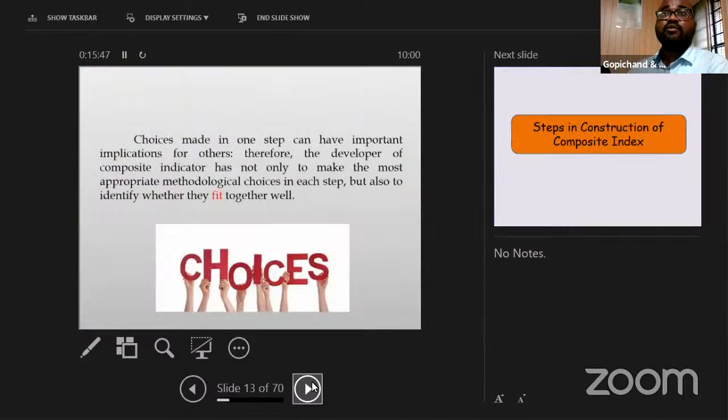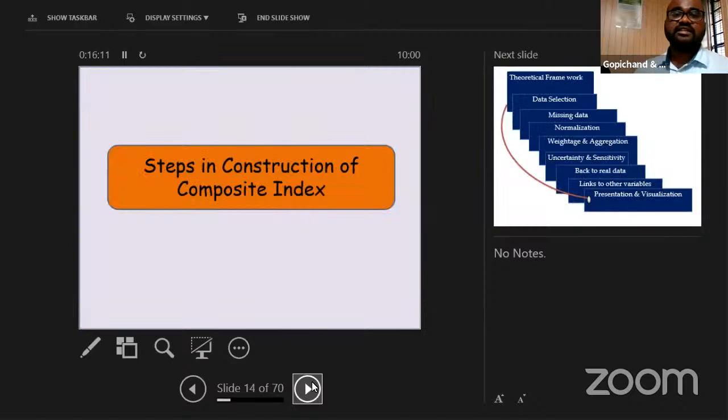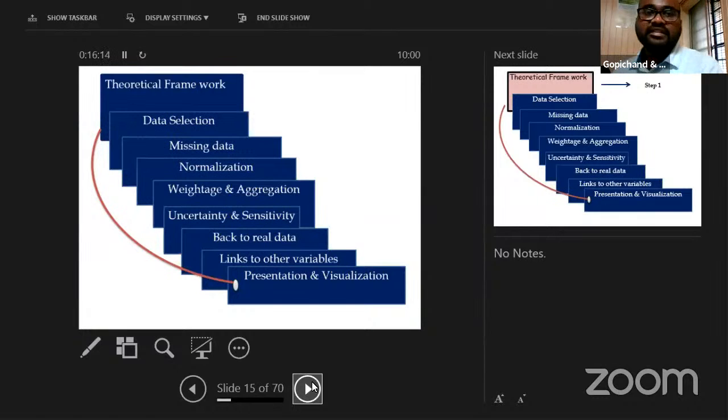Choices made at every step of the index development are very important. If you don't select the appropriate methodology, it will disturb you in the next steps, so we should be careful in choosing the appropriate methodology. Coming to the steps in the construction of a composite index, the steps are: theoretical framework, data selection, missing data, normalization, weightage and aggregation, uncertainty and sensitivity, back to real data, links to other variables, presentation and visualization.